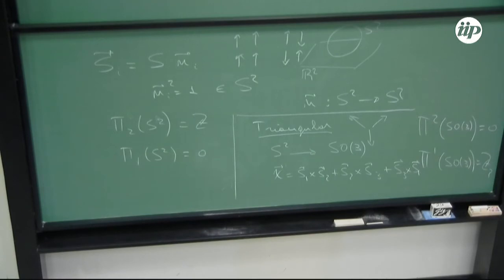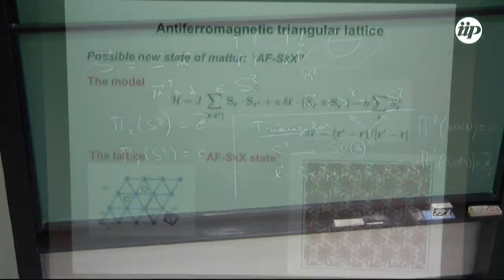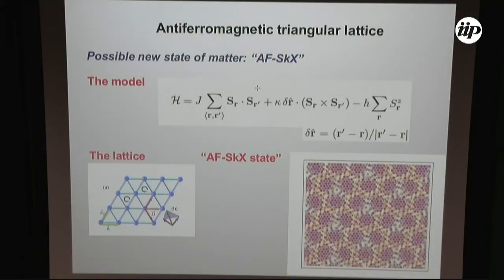So motivated by this topology behind the triangular antiferromagnetic system, we studied this extended Hamiltonian. So this is exchange in the usual way. And we have added this Dzyaloshinskii-Moriya term. So the Dzyaloshinskii-Moriya vector points in the directions of the bonds. So in this way, okay?